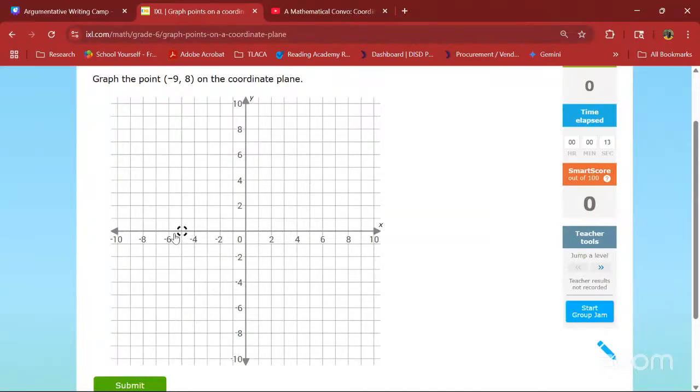So my x is -9. As I can see, it's going higher here. So my -9 is going to be here. And then 8, I go up 8. So I'm going to click that.